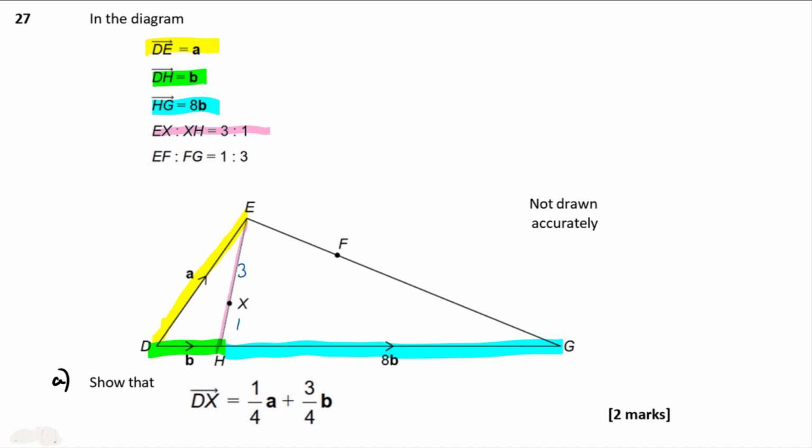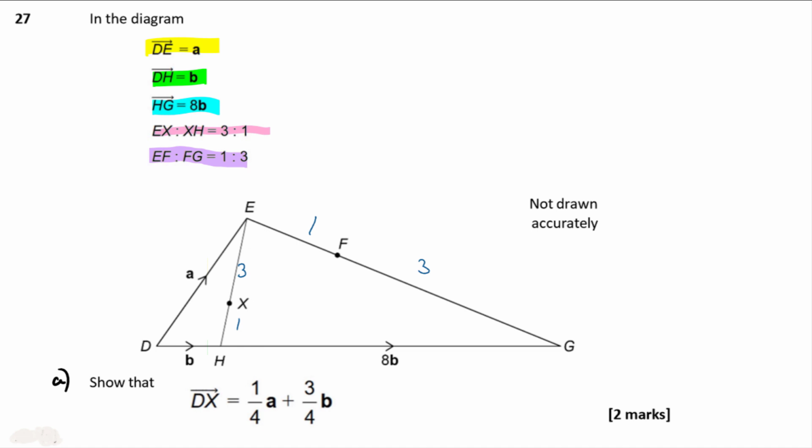And then finally we've got EF to FG, and that is in the ratio of 1 to 3. So that is 1 part to 3 parts along there. Okay, right, I'm just going to get rid of that color because too much. Okay, and then let's have a look at what we can do here.